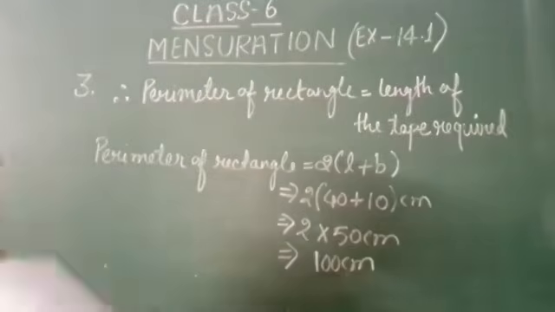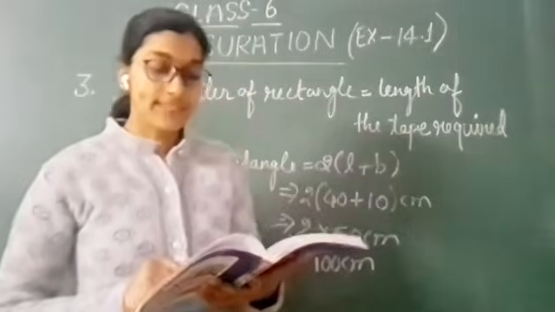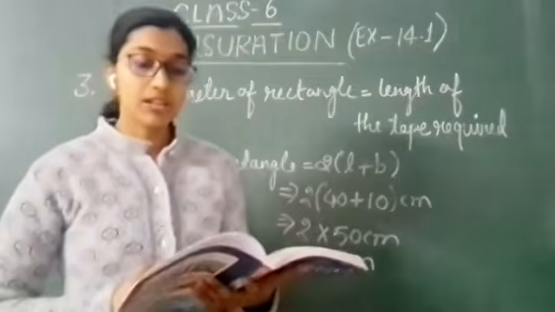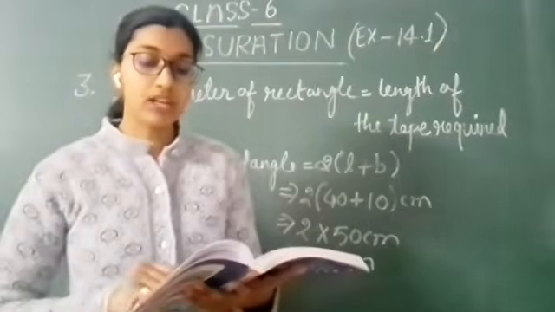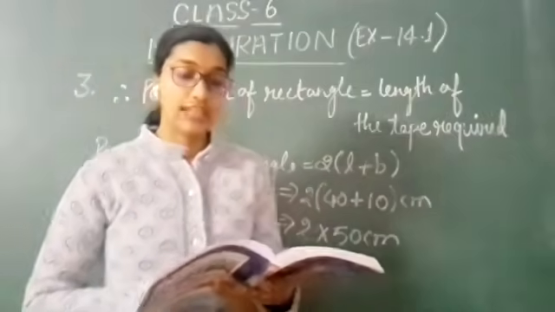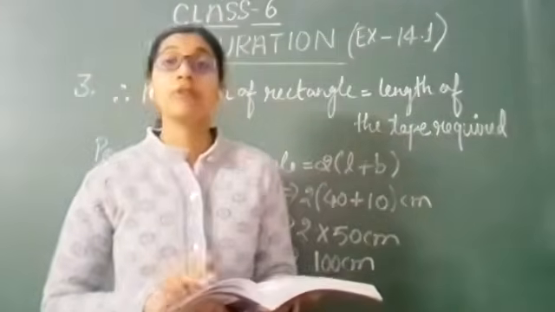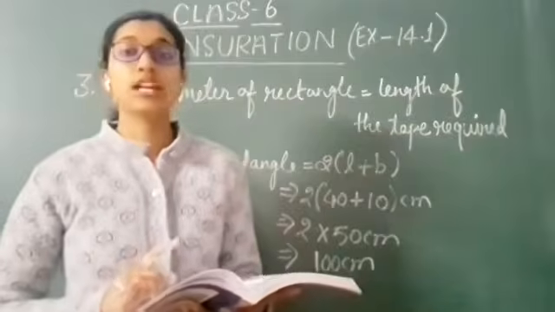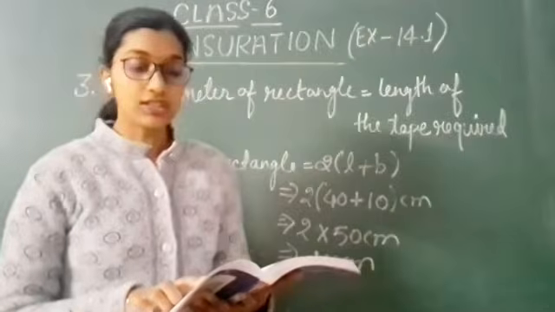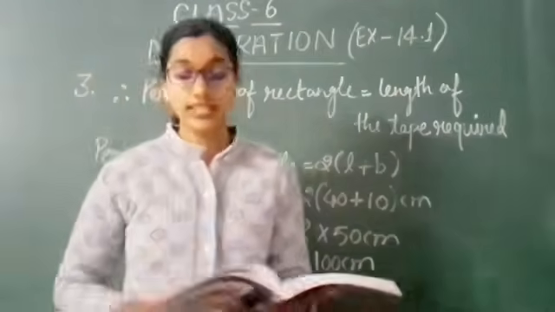Then the next question number 4. A tabletop measures 2 meter 25 centimeter by 1 meter 50 centimeter. What is the perimeter of the tabletop? Okay, so in this, length is given, breadth is given, and we have to find the perimeter of the tabletop. First we need to convert this into centimeter, because in this question the units given are different, and firstly we have to convert into the same unit.